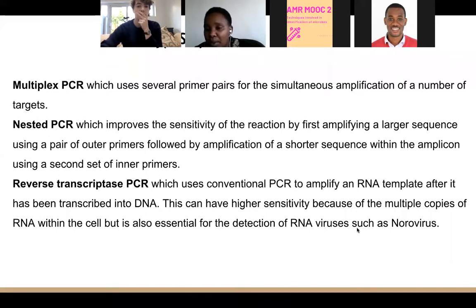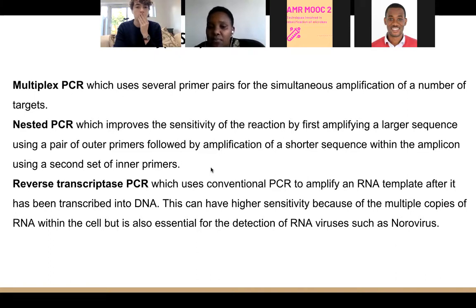As you see, the primers work in pairs. You have a reverse and a forward, but this belongs to one pair. But there are cases where you can amplify a number of strains by using various pairs of primers. So when you are doing a single reaction with more than one primer pair, it means that you are doing a multiplex PCR. But now we have a nested PCR.